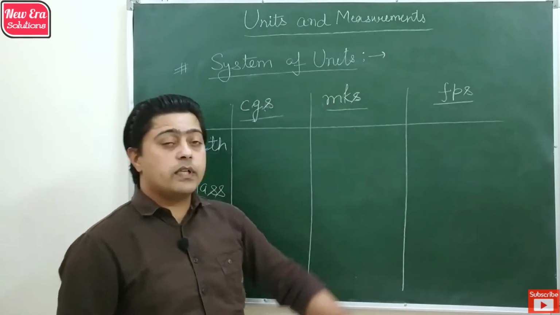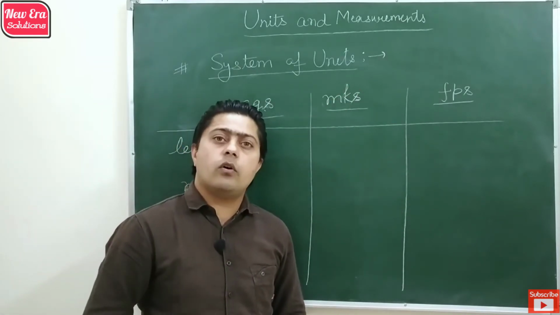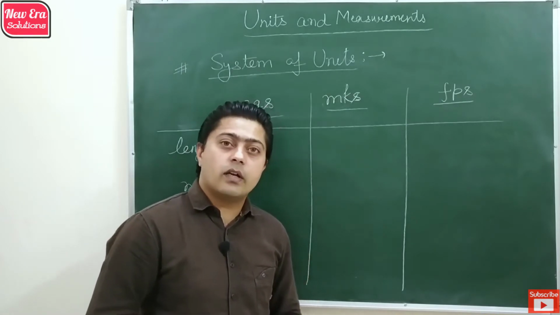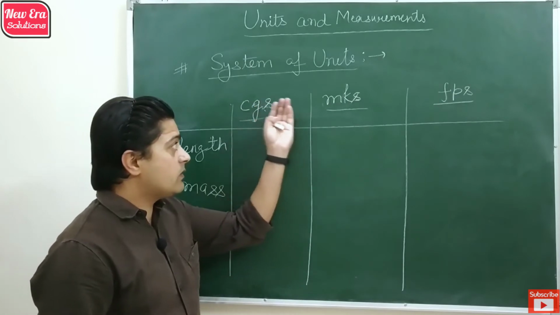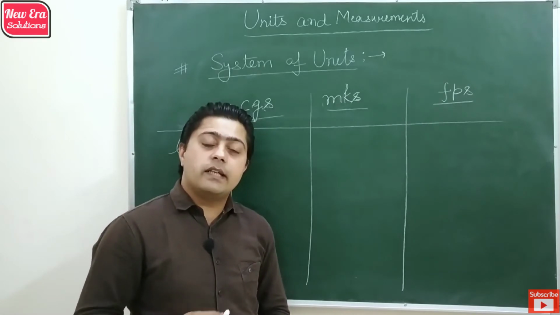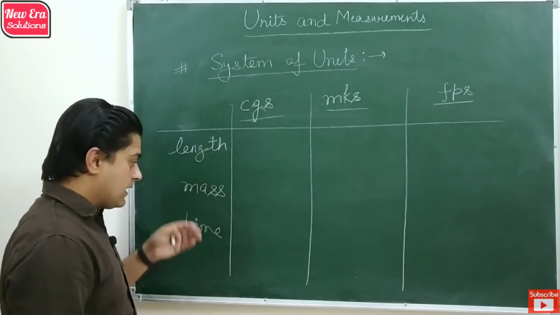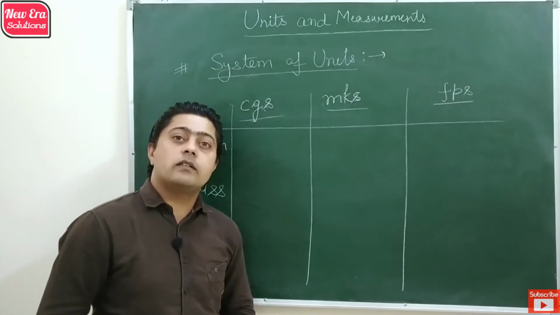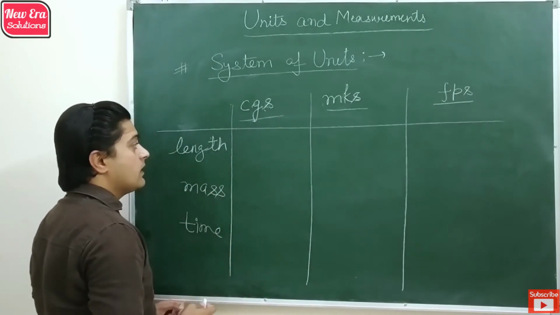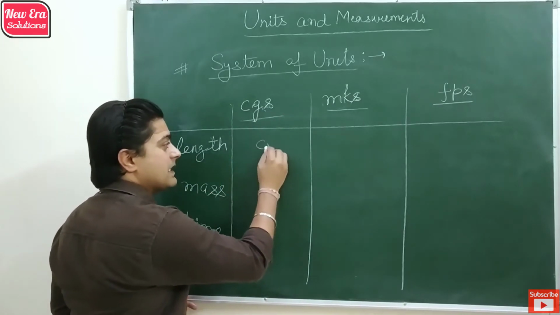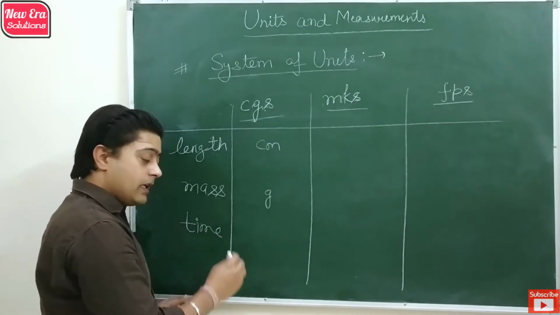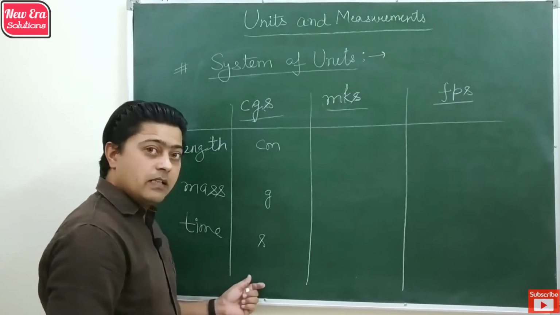So a system of units is basically that set of fundamental units which we use to express the measurement of any physical quantity. We have three systems of units, CGS, MKS and FPS, which consider three fundamental physical quantities, length, mass and time, and have different units according to their respective system. In the CGS system, the unit of length is centimeter, the standard unit of mass is gram, and the standard unit of time is second.